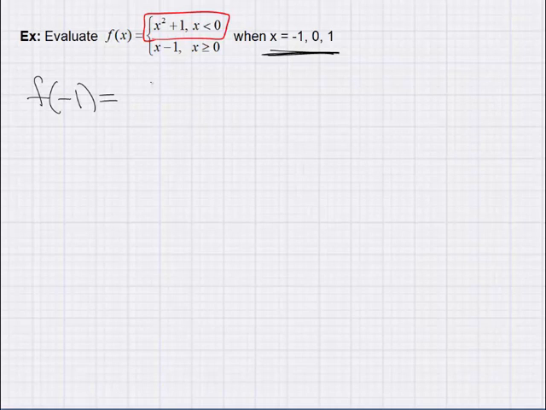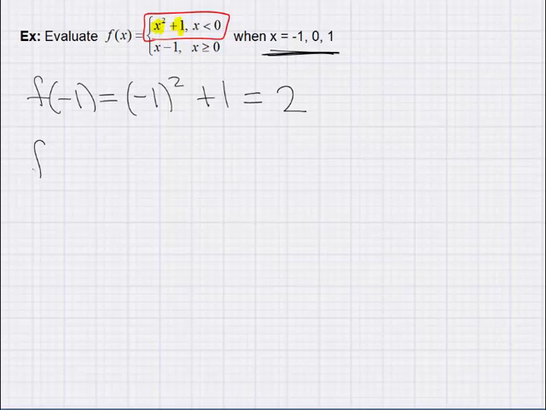So I say, alright, well if I'm going to use that piece, what do I have to do? I have to take negative 1, square it, and then add 1, because that's what the function is. This function is x squared plus 1. So if I did that, what would I get? I would get negative 1 squared is 1, plus 1 is 2. So f of negative 1 is 2.